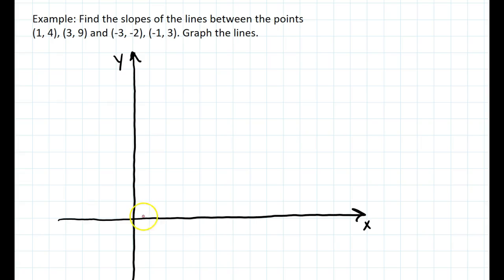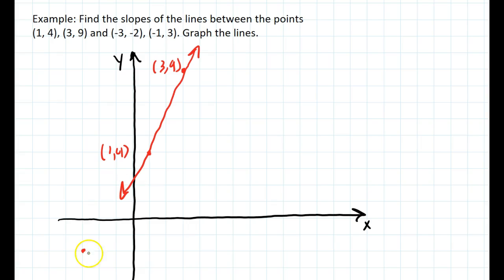(1, 4). So I'm going to go out 1, up 4. That's right there. 1, 2, 3. Yep, (1, 4). And (3, 9) is the other point for this line. So that's 4, 5, 6, 7, 8, 9. Okay, so here's this line right here. And that's going through (1, 4), (3, 9), and (-3, -2). So I go back 3, down 2.